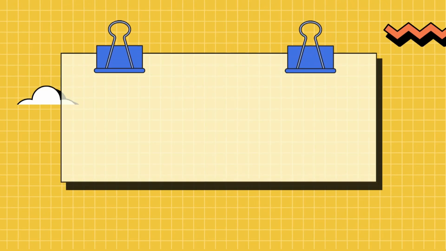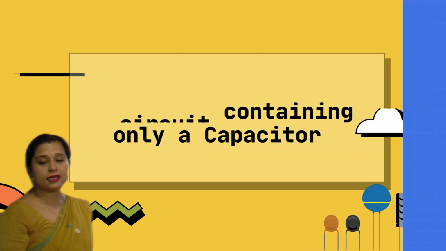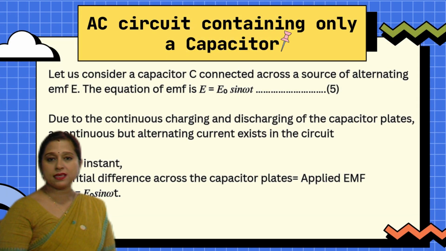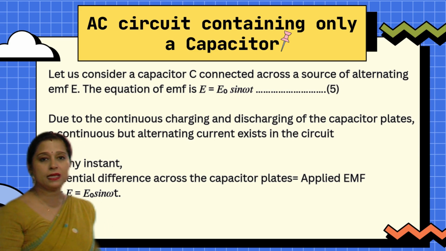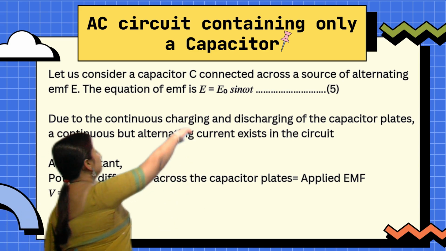We are moving to another circuit in which only a capacitor is connected to an AC source. So in the circuit, only a capacitor of capacitance C is connected across a source of alternating EMF E. So the equation of the EMF is given by this equation 5.